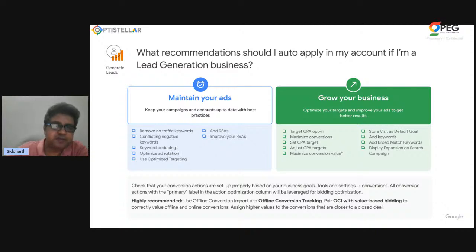Now, for advertisers who are looking to drive their lead generation businesses, we would suggest that you definitely look at these particular suggested maintain your ads recommendations, but at the same time, the grow your business recommendations also. So we have this particular subset of recommendations that we suggest if you're an advertiser who's looking at a lot of lead generation business, so to say, right?